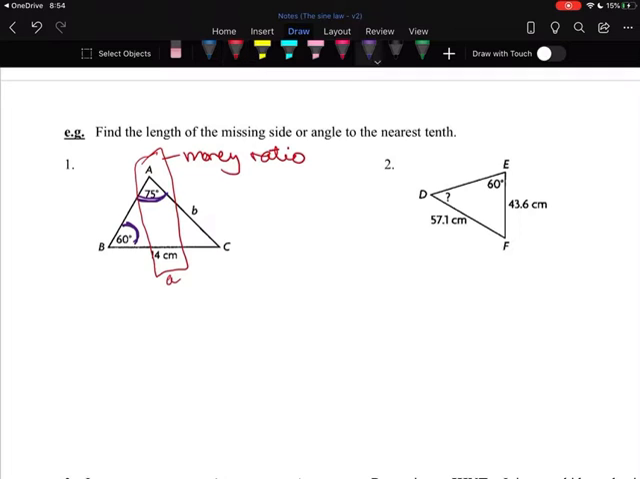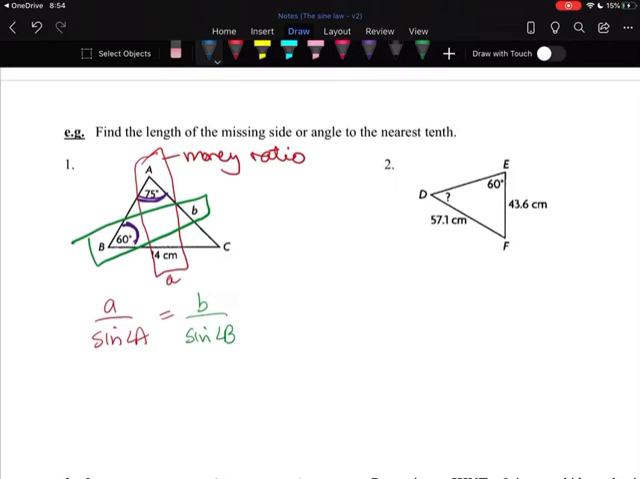This ratio between angle B and little b is not a money ratio, because I only know one of my angles, but I don't know the side length. So I'm going to use the money ratio to help myself out. I have A over sine of angle A, and according to the sine law, it should equal side length B over the sine of angle B.